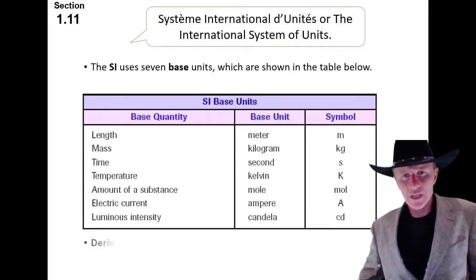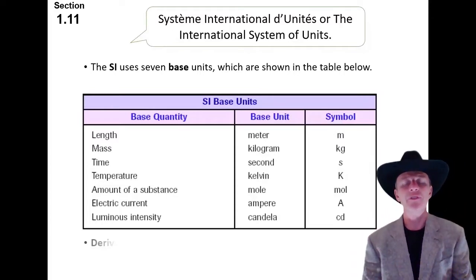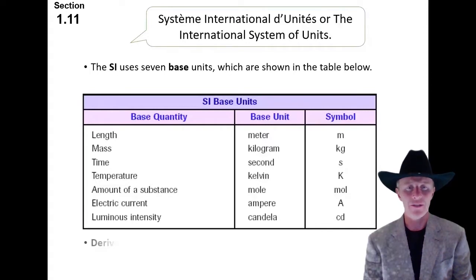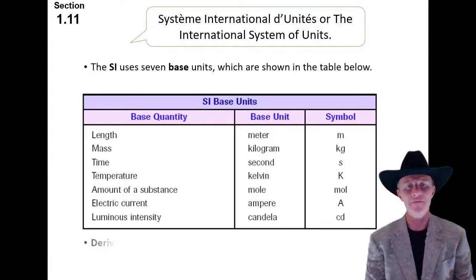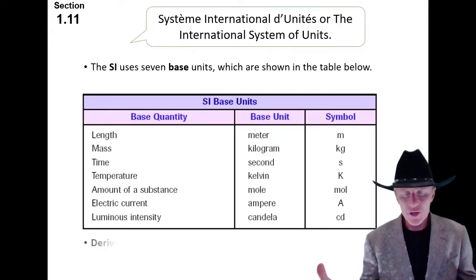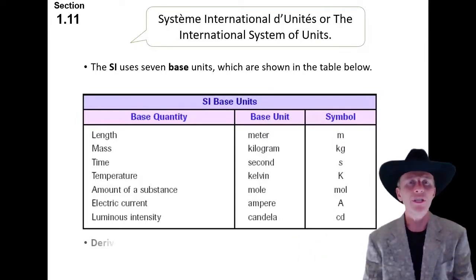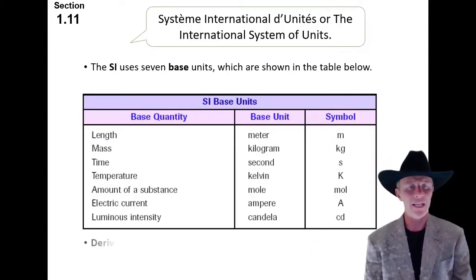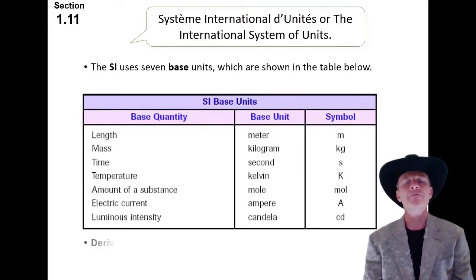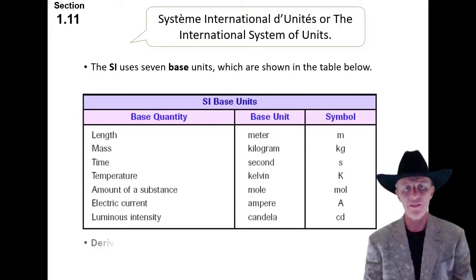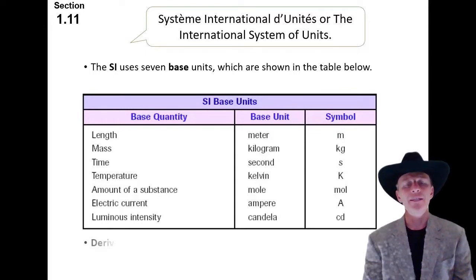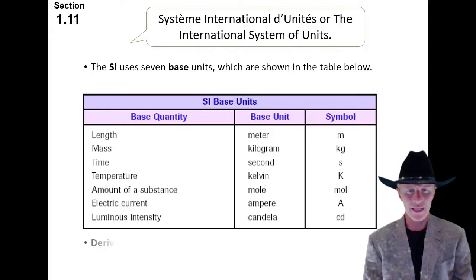Système International d'Unités is where it came from. Scientists all around the world got together and tried to figure out how they could communicate effectively. In order to communicate, a length unit in one country had to equal the same length unit in another country, so they had to come up with the same units. They identified 7 base units, and these are presented in that table there.